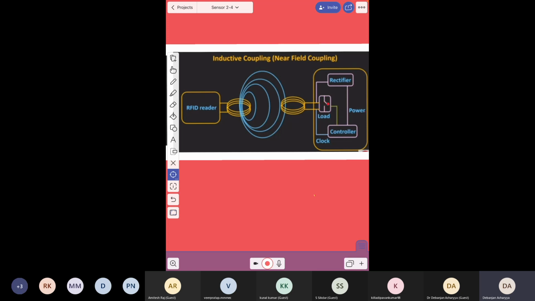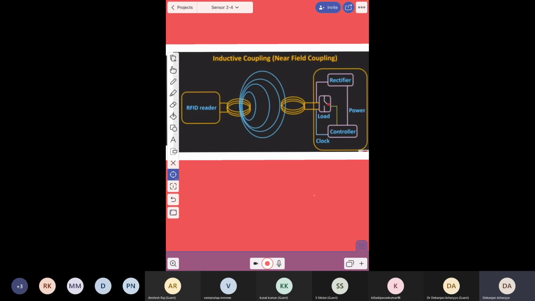If there is no load, so if the switch is open, that means there will be no current. When there is an object, so the switch is closed, you will get the current, and that current will generate waves, and those waves will be detected by this reader.